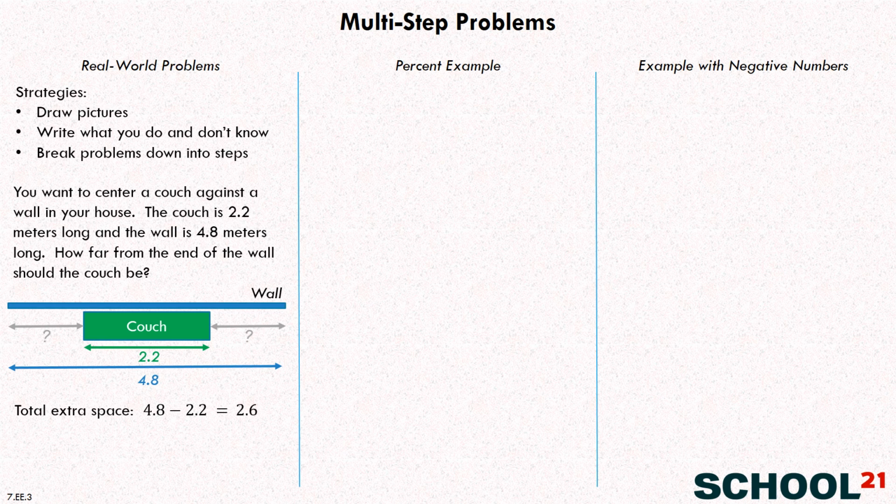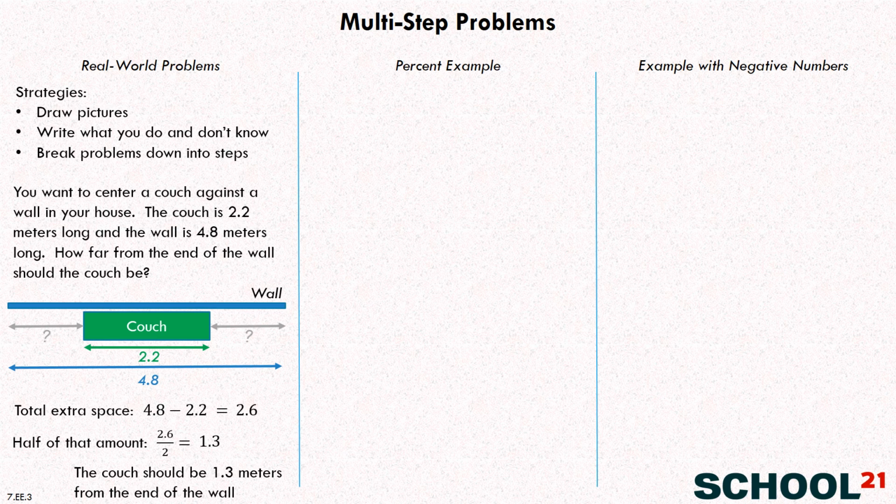So now that's both sides of the couch. So what do we have to do then with that 2.6 in order to figure out what one side would be? Divide it by 2. Okay, so we could say that half of that amount would be 2.6 divided by 2, which would be 1.3. Okay, so then what does that mean for our problem here? That it's 1.3 meters to the wall from the couch. Okay, so the couch should be 1.3 meters from the end of the wall.